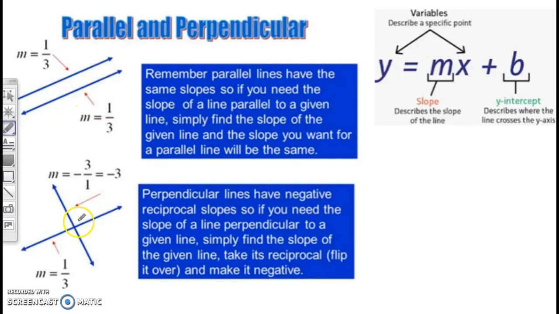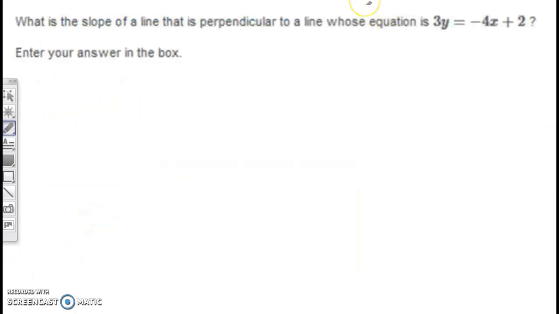For perpendicular lines, they're opposite reciprocals. In other words, you have to change the sign and flip it. So that's a quick review of parallel and perpendicular slopes. You also need to be good with slope-intercept form, where m is the slope and b is the y-intercept. Alright, so let's try some problems.